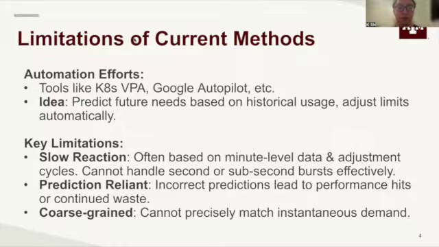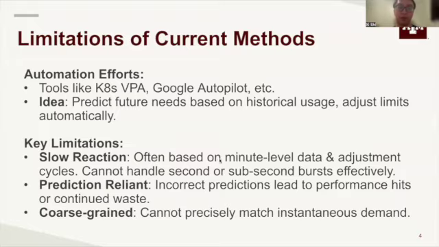People try to automate setting limits. Tools like Kubernetes VPA and Google Autopilot exist. They look at the past usage. They predict future needs based on the history. They adjust limits automatically. But these tools have limitations.